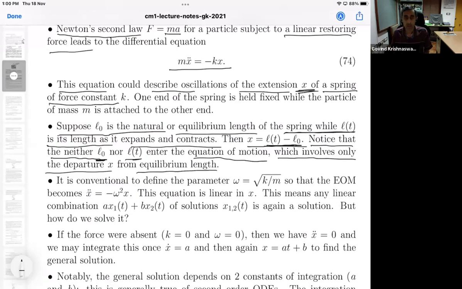So now the next stage is to understand the solution of this equation. We will work towards that. Now it is conventional to define the parameter omega equal to the square root of k upon m, which you have seen in previous assignments. Please tell me, what is the dimension of omega?